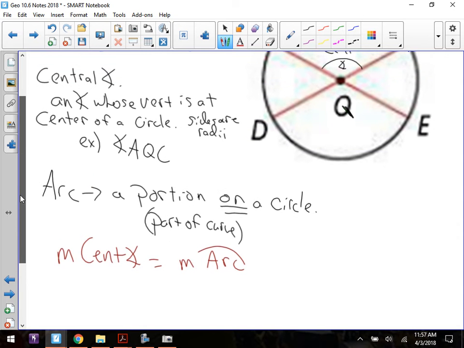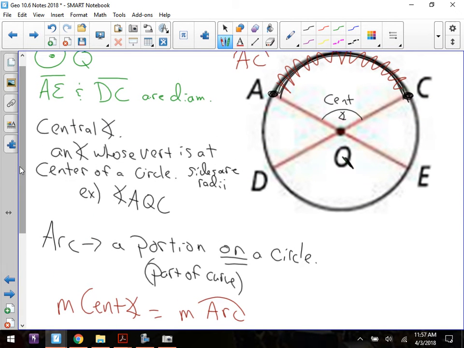For example, if I say that angle AQC is 110, what does the arc have to measure? 110. And since AE is a diameter, what does the other angle have to measure? If AQC is 110, CQE has to be 70. Which means arc CE is how much? 70. Which makes this 110 because it's vertical, which means this is 70, and so on and so on.